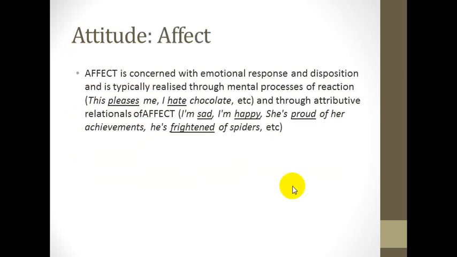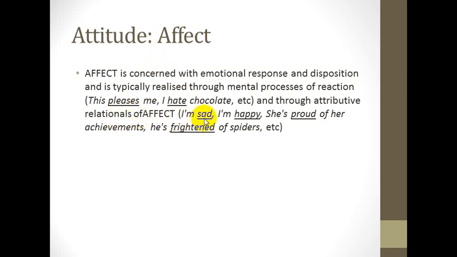Okay, let's look at the example of attitude affect. The evaluation in the form of emotion is, for example, the word please. This pleases me. This makes me happy. So please is a process and it has positive meaning. This is what we call attitude appraisal through a process. I hate chocolate. Hate is a process or verbal group that has negative meaning or negative evaluation. This we also call negative attitude, negative appraisal, in the form of a process or verbal group. Can it also be an attribute in a relational attributive clause?